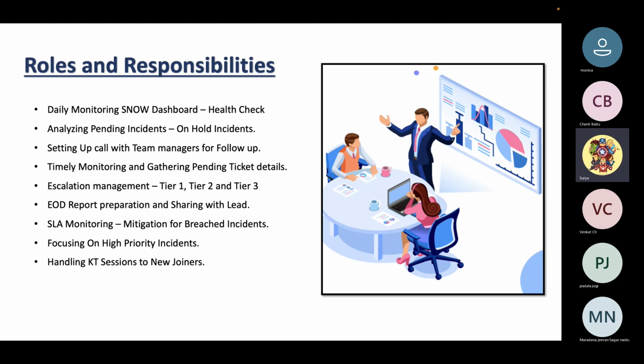You will set up a call with the concerned team. If it is pending with software, you will set up a call with the concerned software team and get that resolved. You will get timely updates and share them with the stakeholders. Timely updates means, if you saw 4 tickets under software and after 3 hours you still see 3 tickets, you will go to them and ask why only 1 ticket was resolved, why the other 3 were not, and what the problem is. He will give you the reasons and you will analyze them.